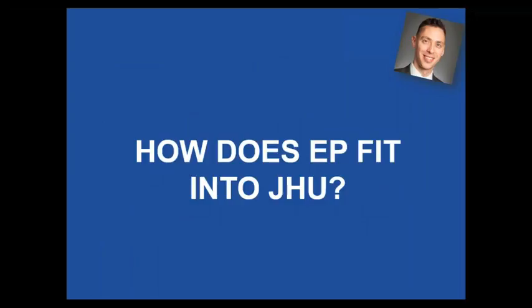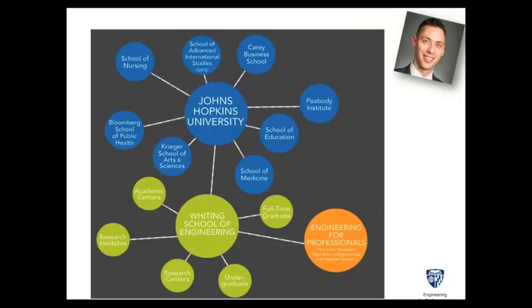So to start off, how does EP, or Engineering for Professionals, fit into Johns Hopkins University? This diagram gives you a nice little snapshot. The area in blue shows you Johns Hopkins University as a whole, and there are 9 schools, one of which is the Whiting School of Engineering, and that is the school within which Engineering for Professionals lives. As you can see in the green area there, the Whiting School has full-time graduate, undergraduate, research centers, etc. And then off to the right there in orange is our division, Engineering for Professionals. And essentially what that means is we're the part-time and online graduate programs of the Whiting School.